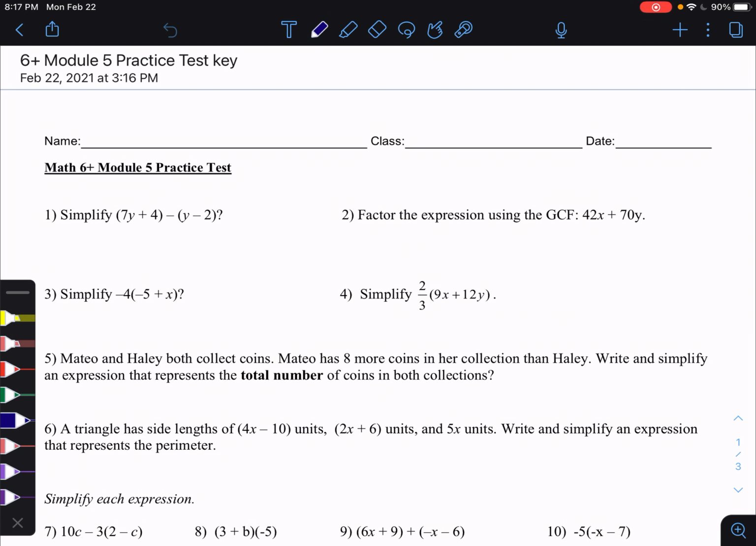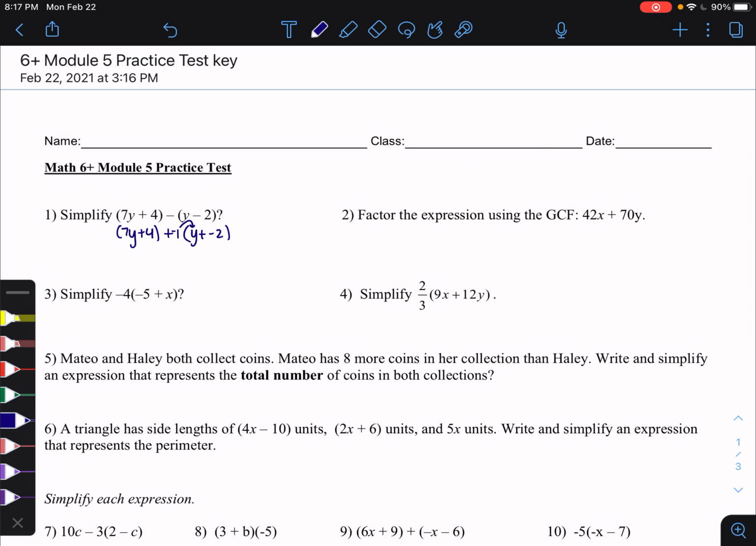So here we go. Number 1 says to simplify the quantity 7y plus 4 minus the quantity of y minus 2. Remember we talked about the minus sign in between being like a plus negative 1. So this is going to be 7y plus 4 plus negative 1 times y plus negative 2. Now with that negative 1, we're going to distribute. So I've got 7y plus 4 plus negative 1 times y plus negative 1 times negative 2.